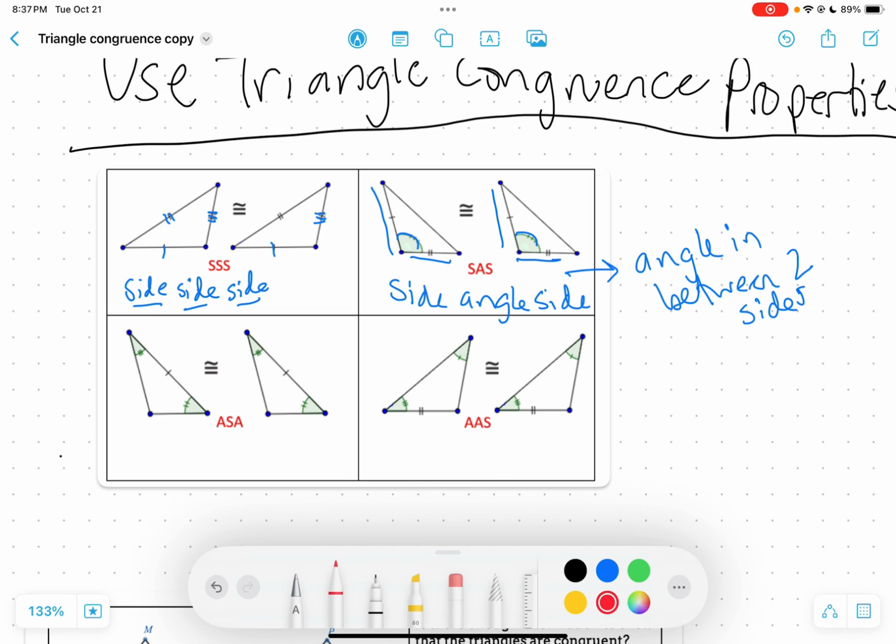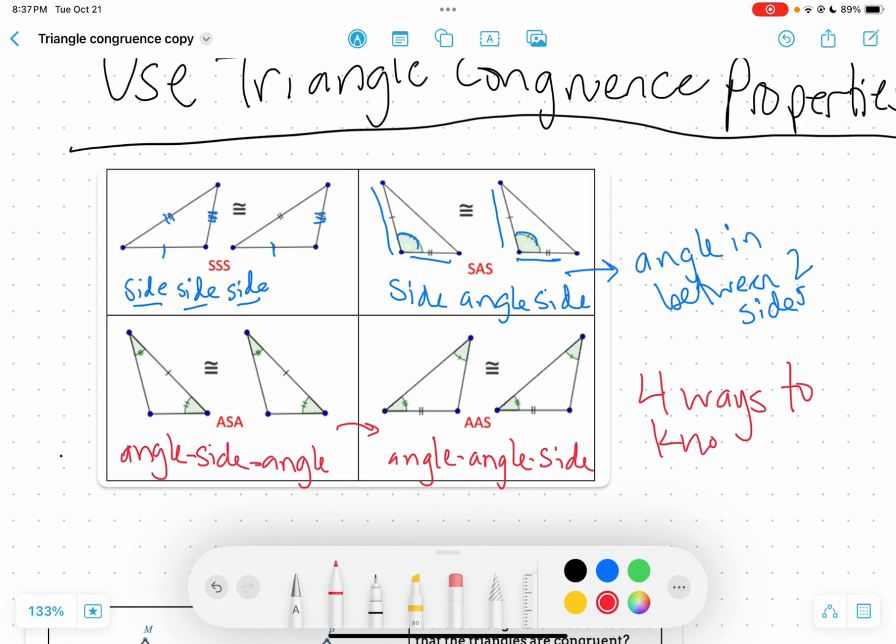Okay, and then we have angle, side, angle. And then this one's very similar. It's just angle, angle, side. Basically, as long as we have two angles and a side, then we have got enough information. So these are the four ways to show that triangles are congruent. So these are 4 ways to know that two triangles are congruent.